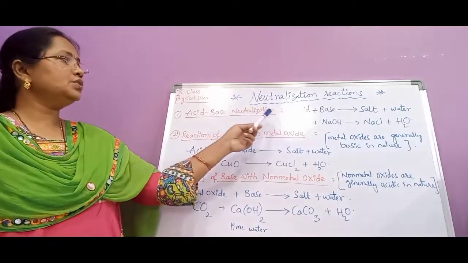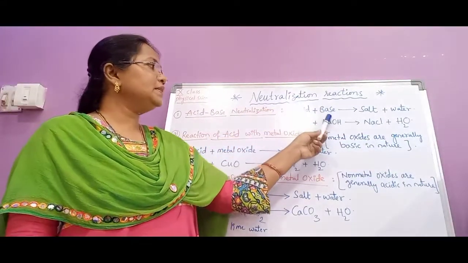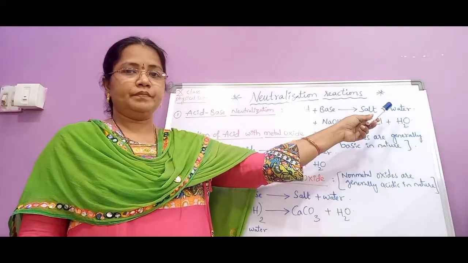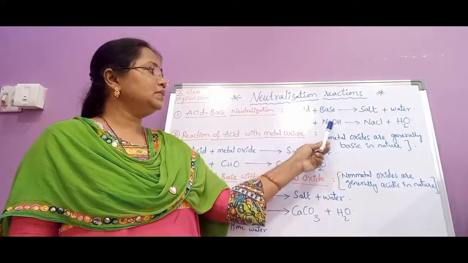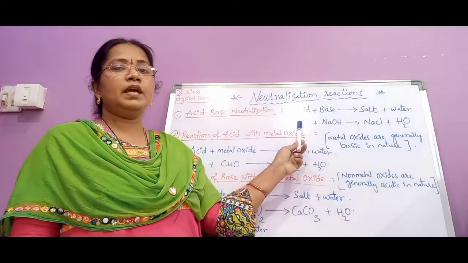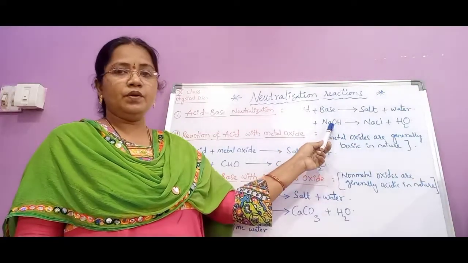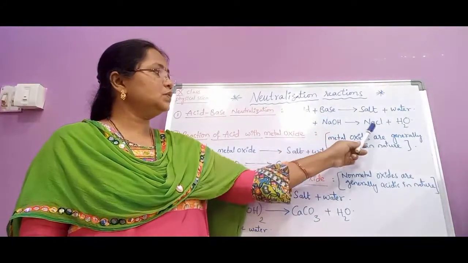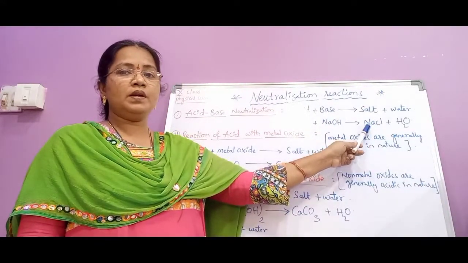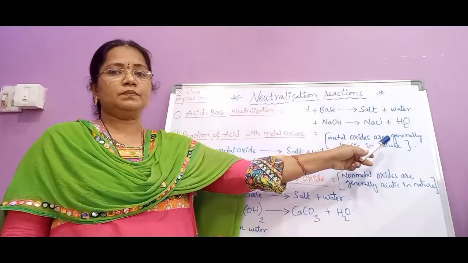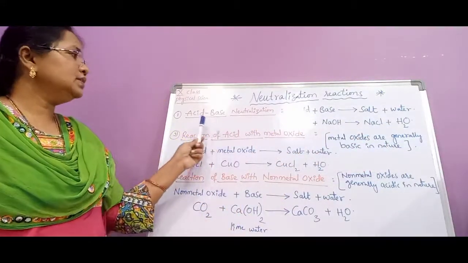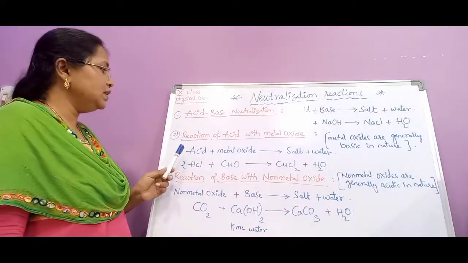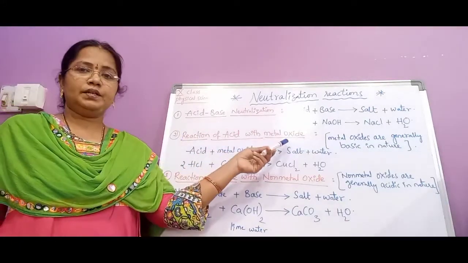The general representation of acid-base neutralization is acid plus base gives rise to salt plus water. For that, I have written an example equation here. Acid here is HCl and base is NaOH. When dilute HCl is mixed with dilute NaOH, due to the neutralization reaction, we will get sodium chloride salt and water as the products. Like this, this is acid-base neutralization. Another one is the reaction of acid with metal oxide.